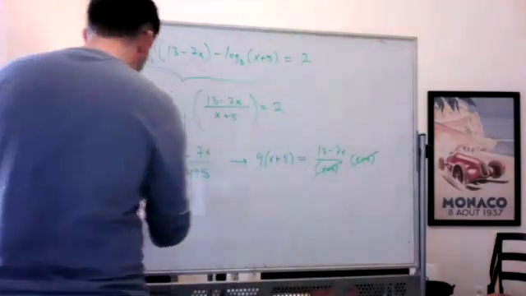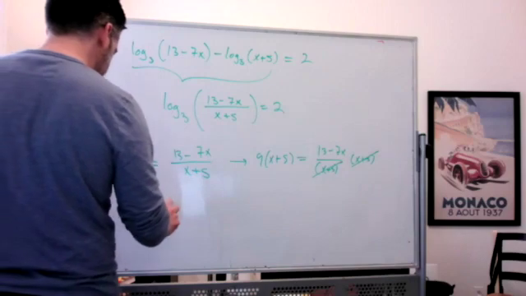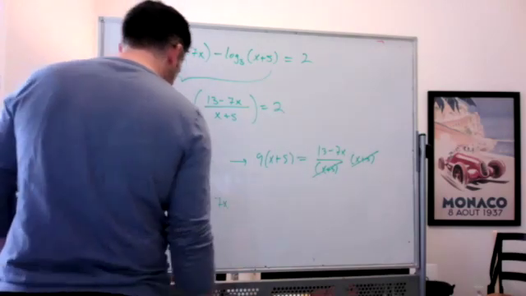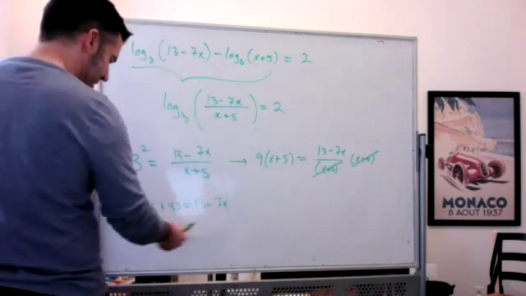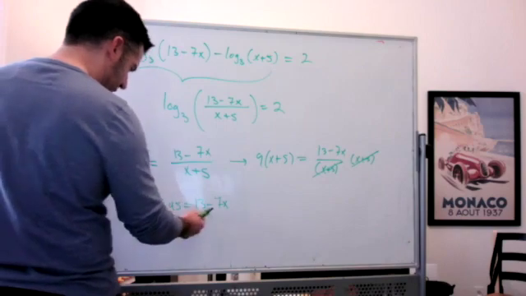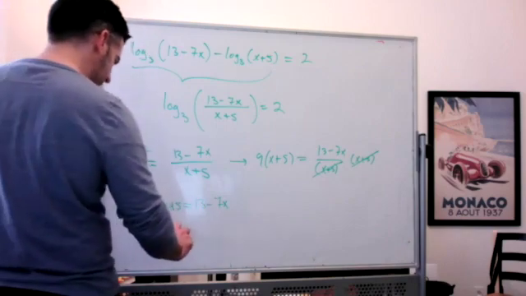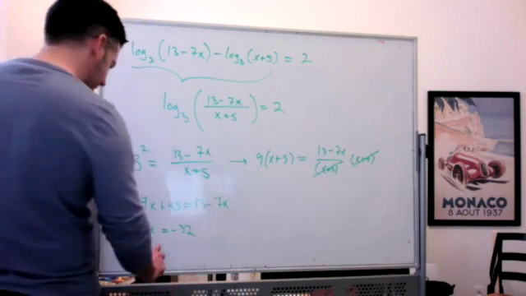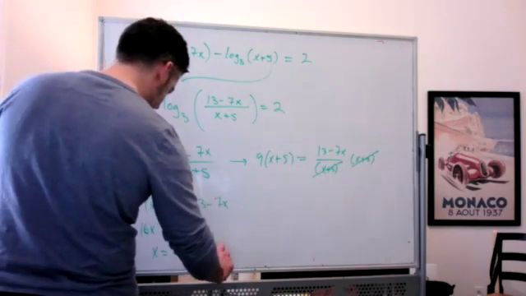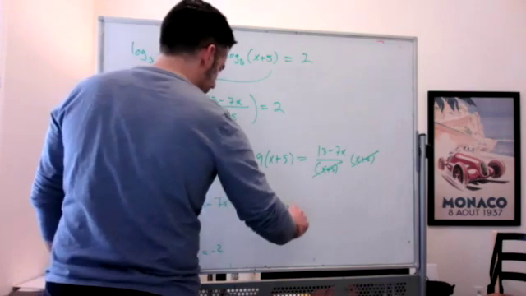Multiplying out the left, you get 9x plus 45 equal to 13 minus 7x. I would probably add 7x over here to get 16x. I would subtract 45. 13 minus 45 is negative 32. And then I would divide by 16. Negative 32 divided by 16 is negative 2. So x equals negative 2.